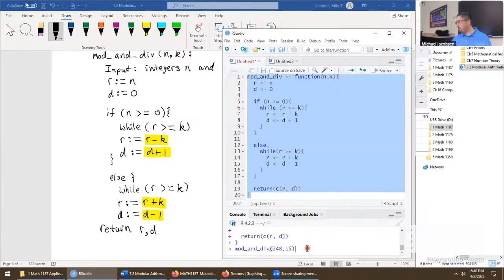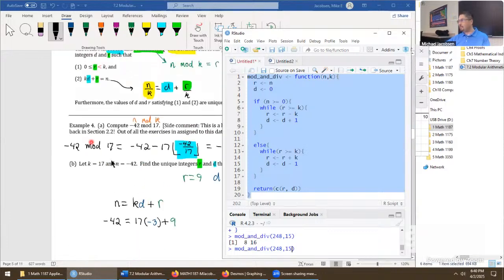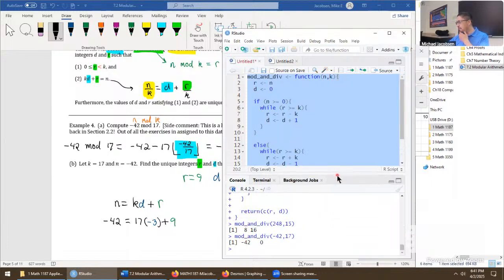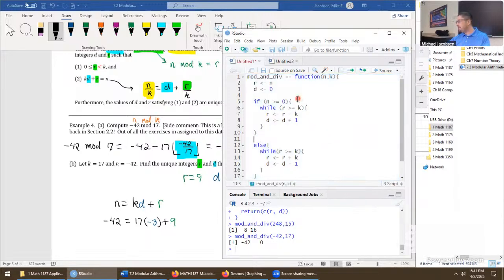Let's test it out on a value that we know works out well. There's 816 again. And now let's test it out on a value like this right here, negative 42 mod K. That would mean N is negative 42, K is 17. When we go to pass this into the function, it spits out not what I was hoping it would spit out. Something's gone wrong. Same as before, it looks like my if ran on this, the else did not. Huh.